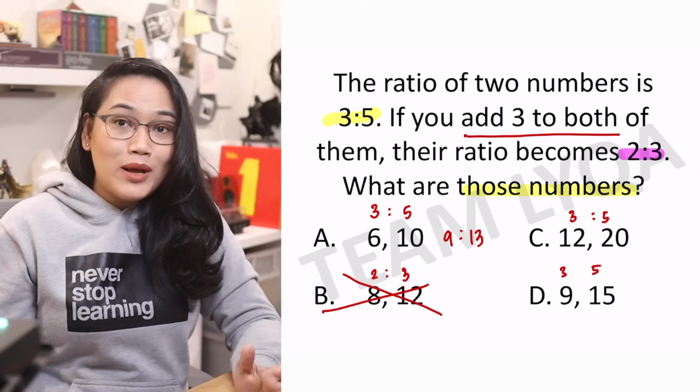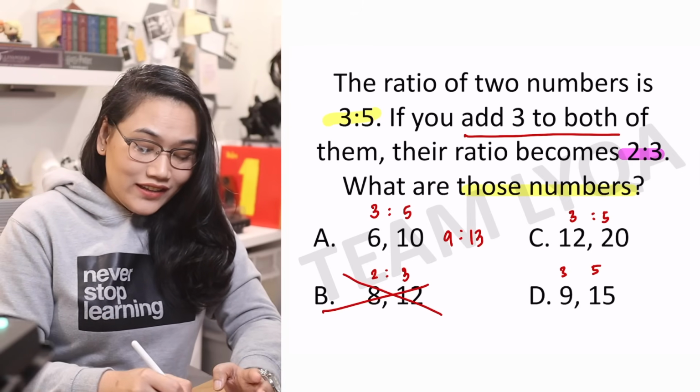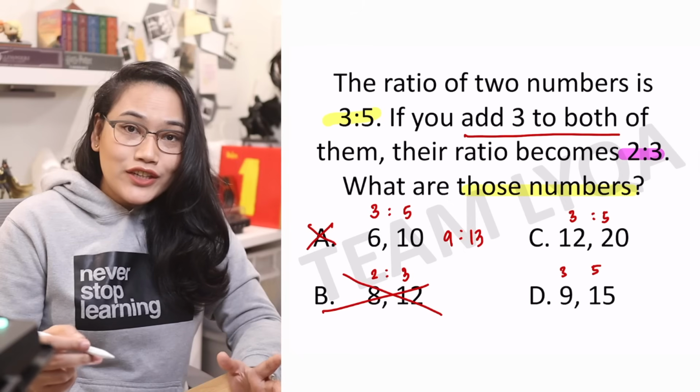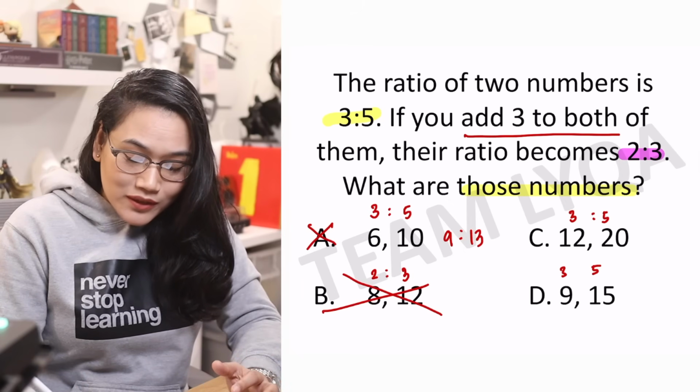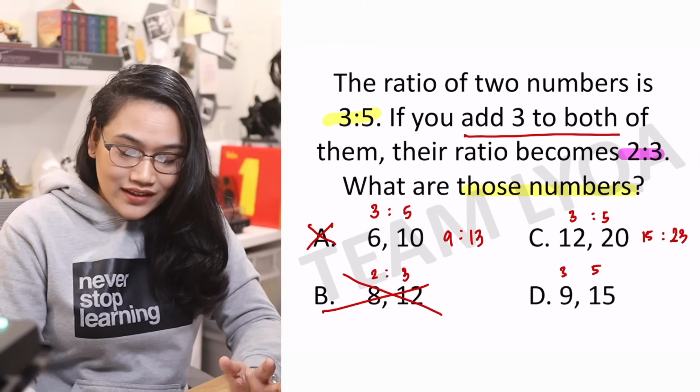Ang 13 ay prime number, so wala na tayong magagawa dyan. Hindi na natin yun mapapababa. So, ibig sabihin, hindi sagot ang A. Letter C naman, 12 and 20. 12 plus 3 is 15. Tapos, ang 20 plus 3 is 23.